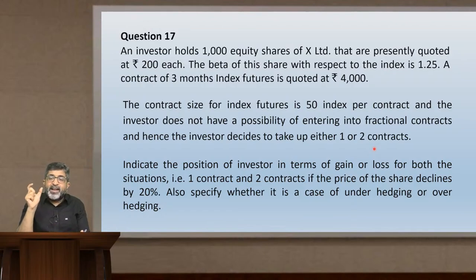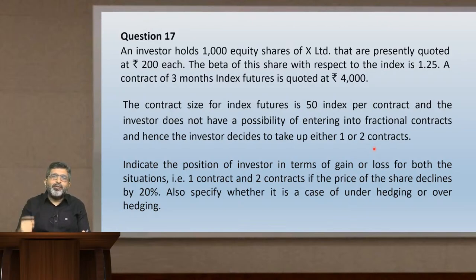The desired value of index future contract that you should have is with a short position, because beta is positive. Your stock is a long position, so in Nifty futures or index futures you need to have a short position. The desired value with which you take a short position is 2,50,000, but the current futures price quoted in the market is 4000. If I divide 2,50,000 by 4000, I get 62.5 index.